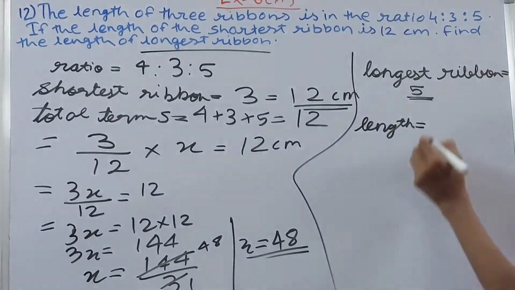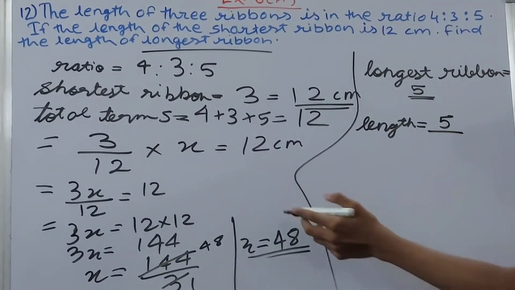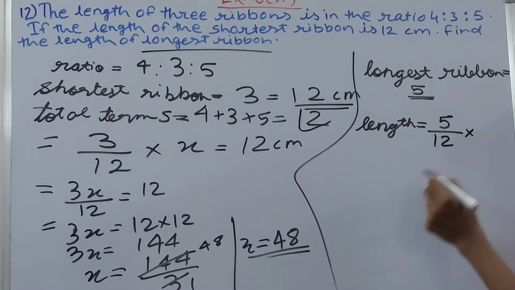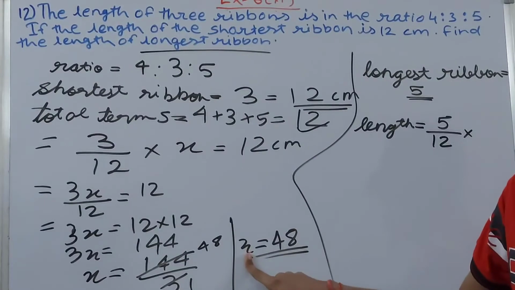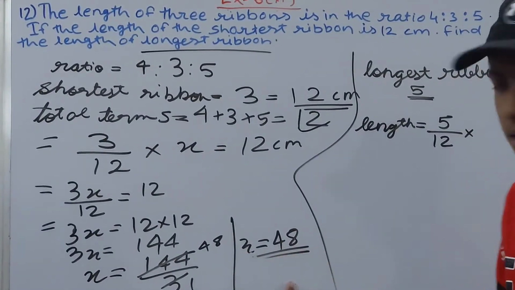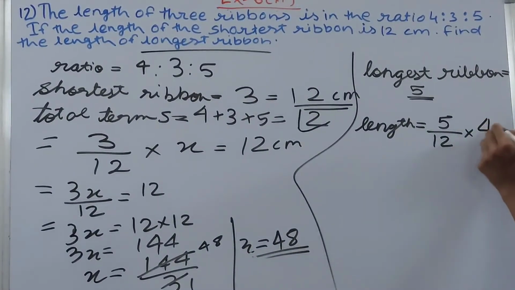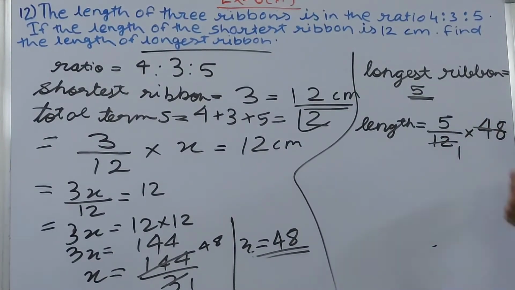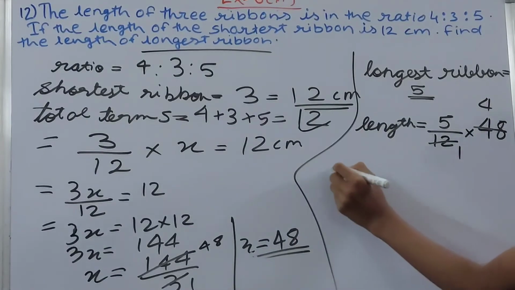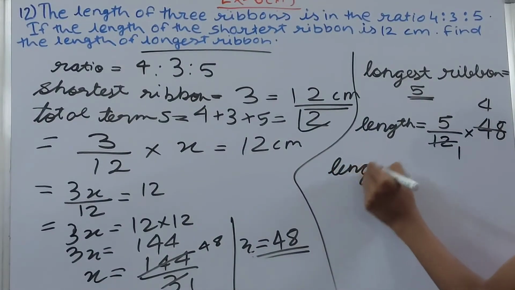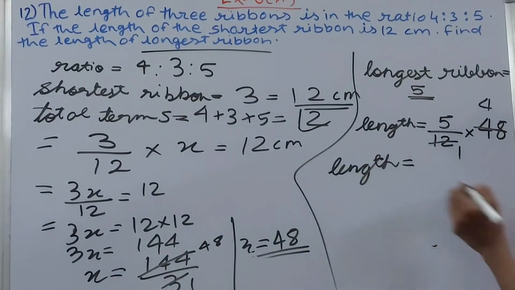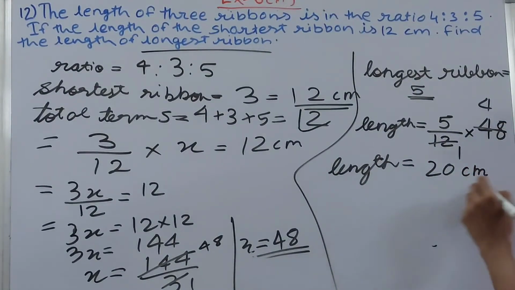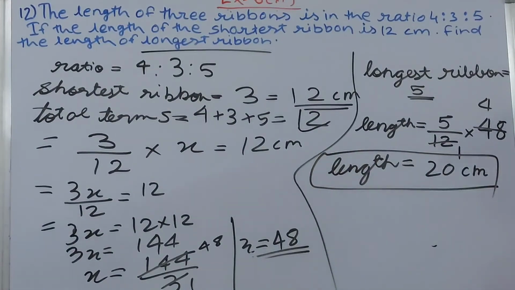So we'll have 5 upon total number of terms, which is how much? 12. So 5 upon 12 into the total. The total is x, this we have found out. So x is 48, right? So into 48. So 12, you cut this and cut this. 48 goes how many times? 4 times, right? So length is equal to how much? 5 into 4, 20 centimeters. Alright, and this becomes our final answer.